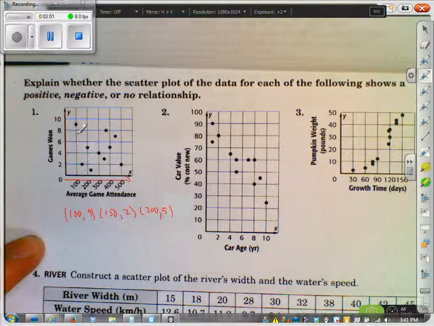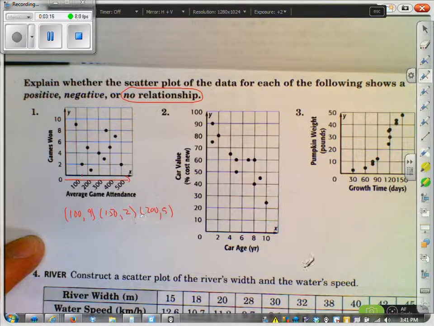And that wouldn't be such a bad thing, to see maybe a little bit of a jump. But then look what happens next. It goes down, it goes up, down, up, so it's all over the place. So I would say with this one, there's no relationship. And I would write that down here.